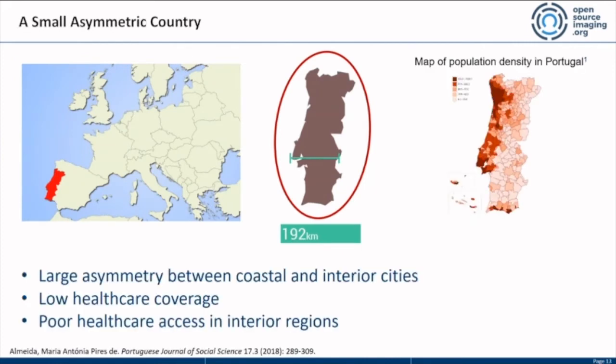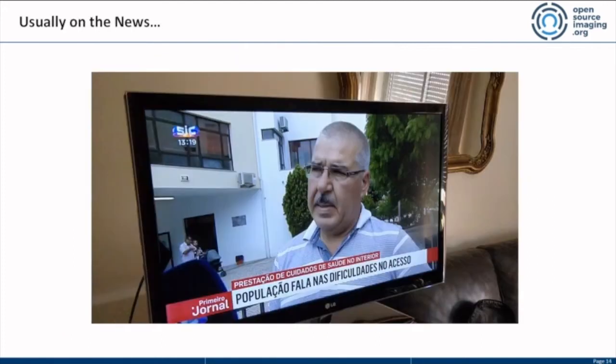Most of the people live close to the coast, where the big cities are. And this also creates an asymmetry in healthcare coverage, because the people who live more in the interior of the country don't have easy access to healthcare. And it's common to see on the news that people are struggling.